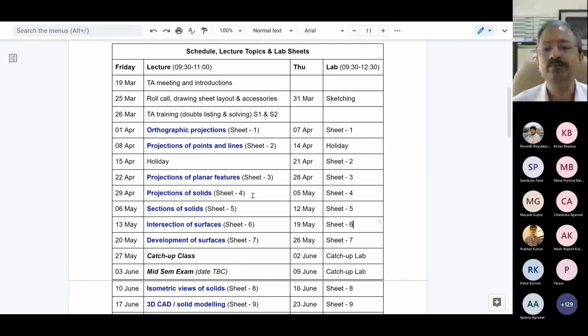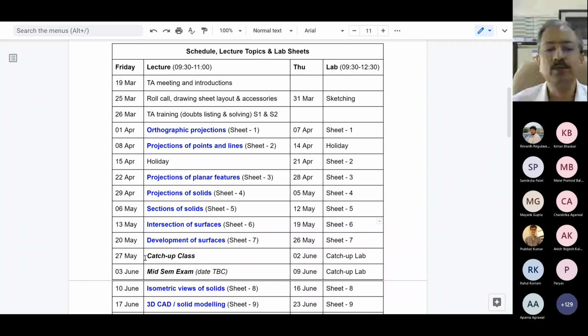we kind of do it today. Then the sections of solids in the next week's Friday class, on 13 May. After that, we look at intersection of surfaces also. If you do sheet 7 also, that is great as per schedule.